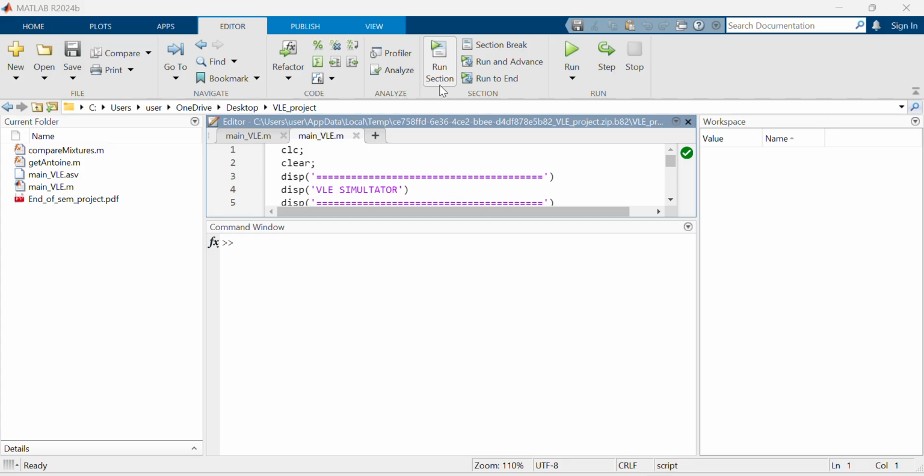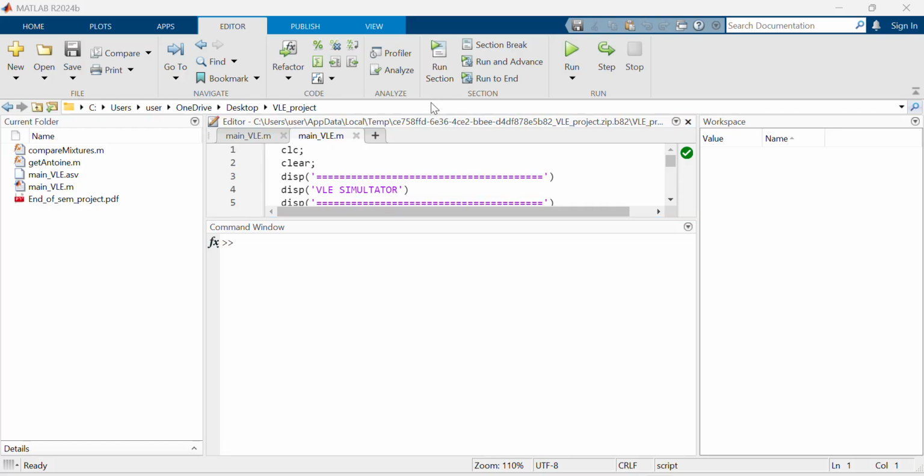Today, we are undertaking the project titled Vapor Liquid Equilibrium Prediction for binary mixtures using the Raoult's law together with the Antoine's equation in Matlab. At the end of this project, we will understand the science and the engineering behind the separation of crude oil or even the distillation of alcohol from water.